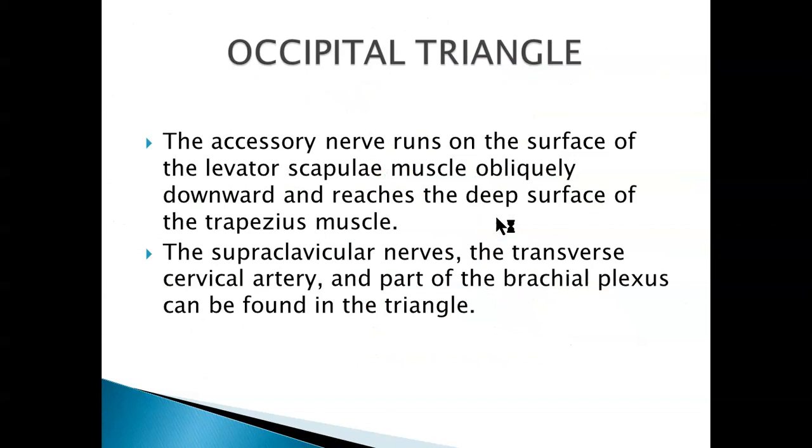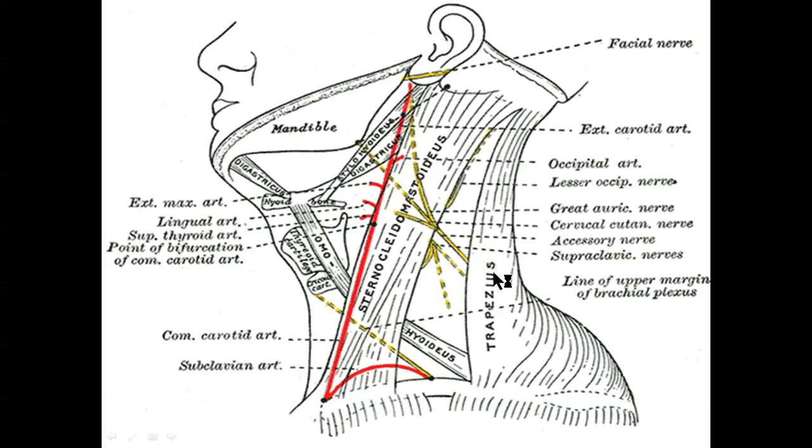Occipital triangle, the important part is your four cutaneous branches and your spinal accessory nerve. The spinal accessory nerve can be easily seen, and your supraclavicular nerves, which I already mentioned in the beginning of the diagram.